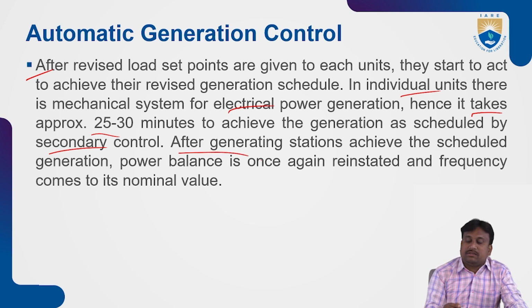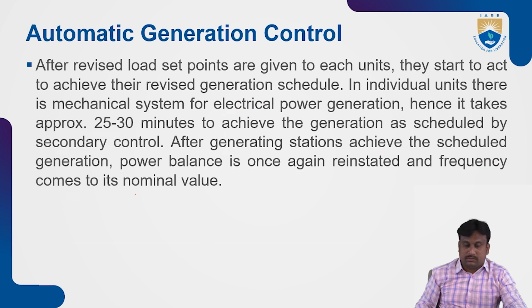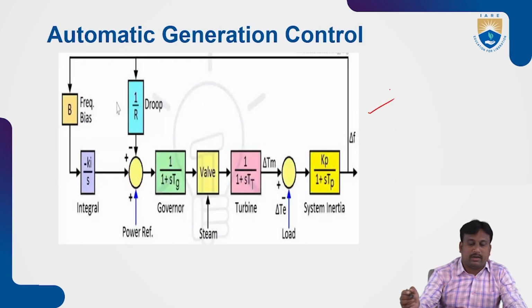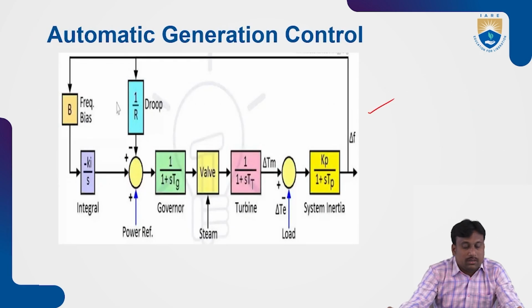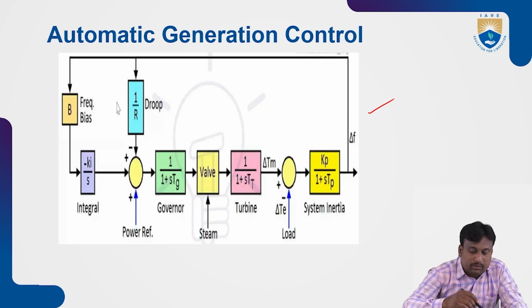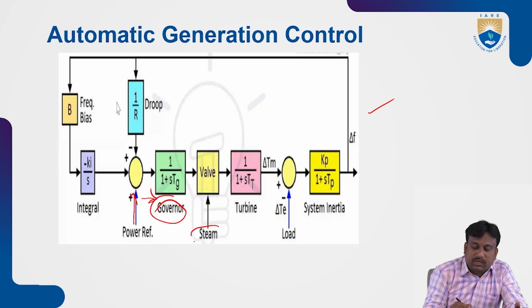After the generating stations achieve the scheduled generation, power balance is once again reinstated and frequency comes back to the nominal value. So this is the block diagram showing automatic generation control. Initially it is achieved with power reference, connected to the governor block, followed by steam input connecting to the valve section, and here the turbine is connected with 1 by 1 plus STT.